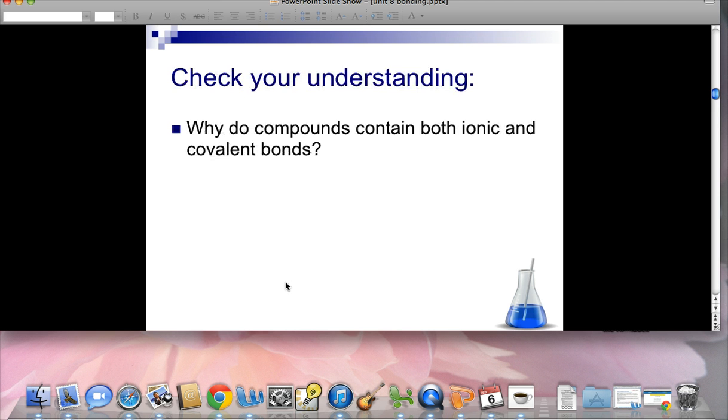So let's check our understanding. Why do compounds contain both ionic and covalent bonds? Well, what happens is when we have our polyatomic ions, those are always between covalent bonds. They're all nonmetals bonded together to form an individual ion. When they bond with other elements, they tend to form either an ionic bond, where they just want to give away the electron, or they could form a covalent compound. But typically we will have some sort of ionic and covalent combined.